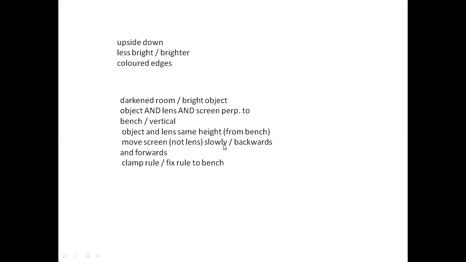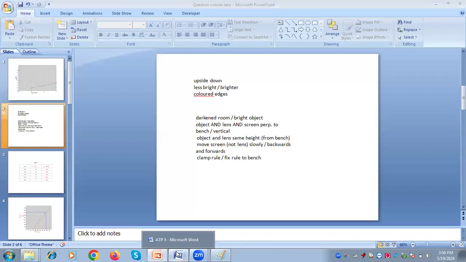And move the screen slowly backward and forward. And you may clamp the ruler or you may use optical bench. Optical bench actually has a scale mounted on it, and it has a slot on which lens and object and screen can be moved, and they will remain in one line throughout. Now let us go to the other question.